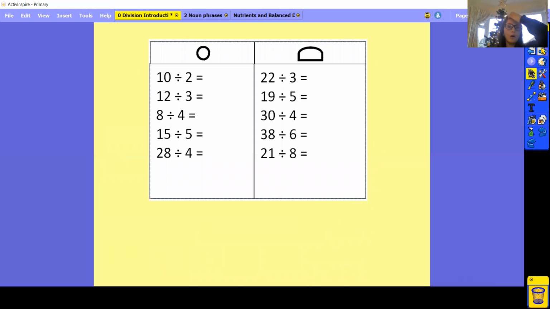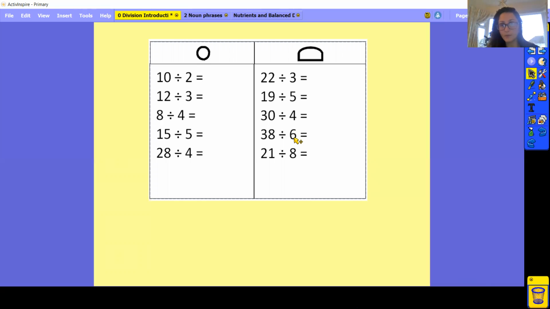Okay, so what I want you to do, have a go at these ones. So circle, there will be no remainders on there, okay? No remainders on circle. However, on semicircle, there are some remainders there. So make sure that you have a go drawing your bar models. Your bar models are super important, okay? You must have a go doing your bar models. Make sure that you're drawing the circles or the tallies as carefully as you can, okay? So have a pause, have a go at it.